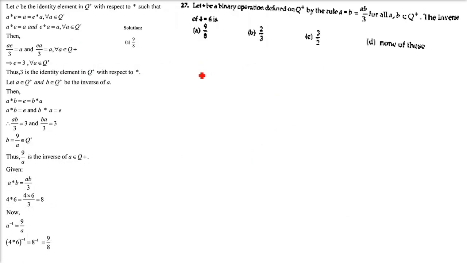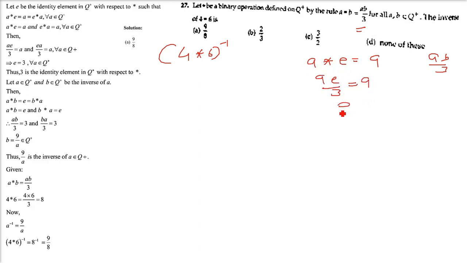Let star be a binary operation defined on Q plus by the rule A star B equals AB by 3 for all A and B belongs to Q plus. The inverse of 4 star 6 we have to find out. Okay, let us find out the identity element first. A star E equals A. So in A star E, in place of B just replace E. It should be AB by 3. So AE by 3 equals A. From here we get the identity element as 3.